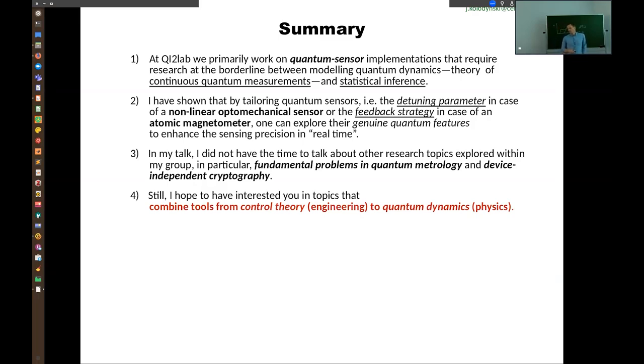In my group, if you look at it, we are actually working on other things. Because I come from this information theory, quantum metrology background, I still work on fundamental problems with that. And let's say a small gem that I always like is the device independent approach to cryptography, which I particularly like. It's something I developed with a really good master student. And let me finish by saying that I hope I have interested you in these topics, in which you need to combine control theory, which is more engineering, because we have to learn with quantum dynamics, which is physics.